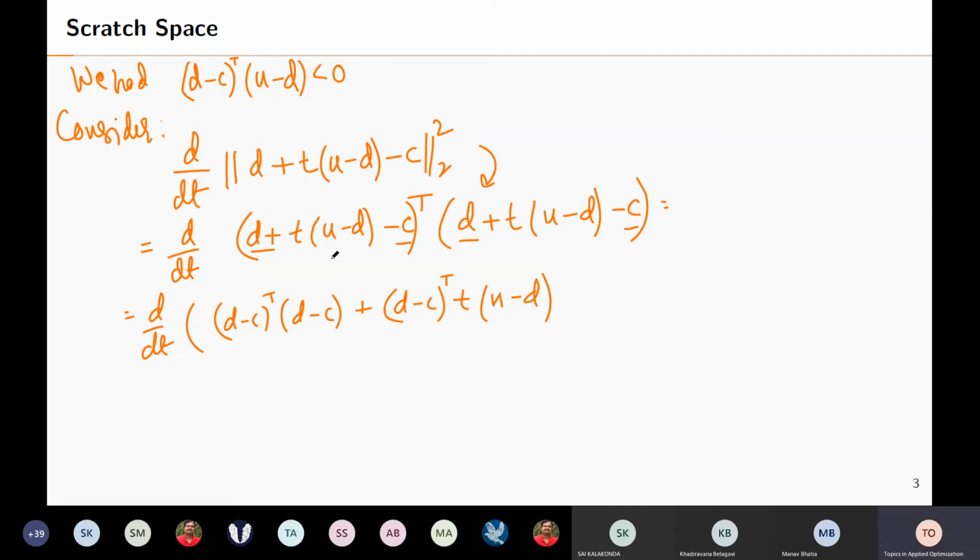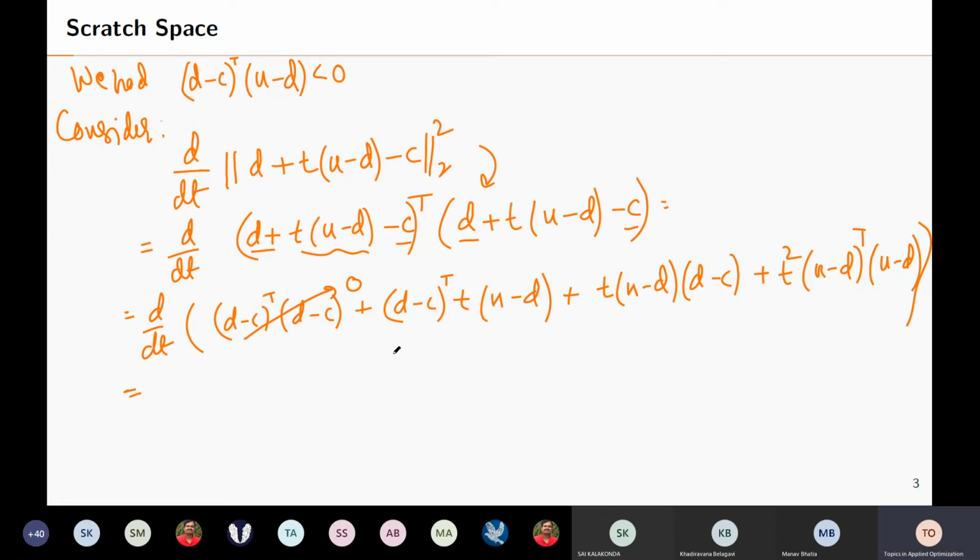And then we will have now this term t of u minus d, which will multiply with d minus c, and then plus t square of u minus d transpose u minus d. Okay, and everything is d by dt. So these terms will go to 0 because there is no t involvement in them, and all the remaining terms have t. Okay, so if we take the derivative of this, what do we get?